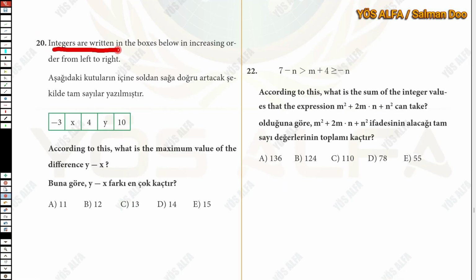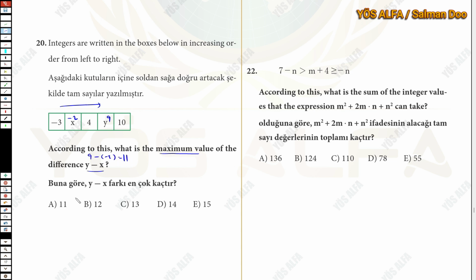20. Integers are written in the boxes in increasing order from left to right. So from left to right, the numbers are increasing. And we're asked to find the maximum of y minus x. So the maximum y is less than 10, and it has to be an integer. So it is 9. To maximize y minus x, x has to be the minimum, which is larger than minus 3. So it's minus 2. So the difference is 9 minus 2, which is 11.